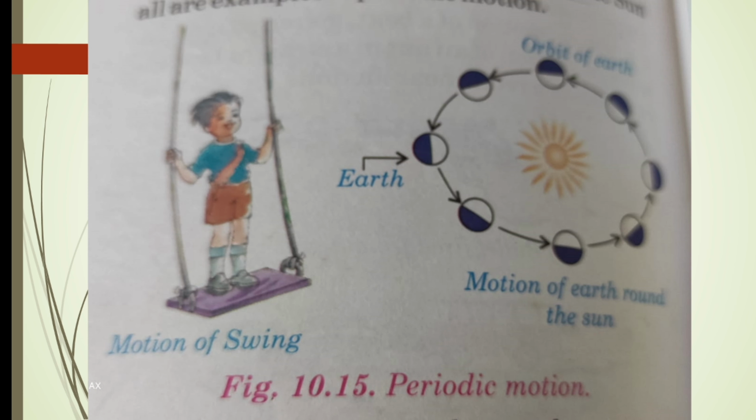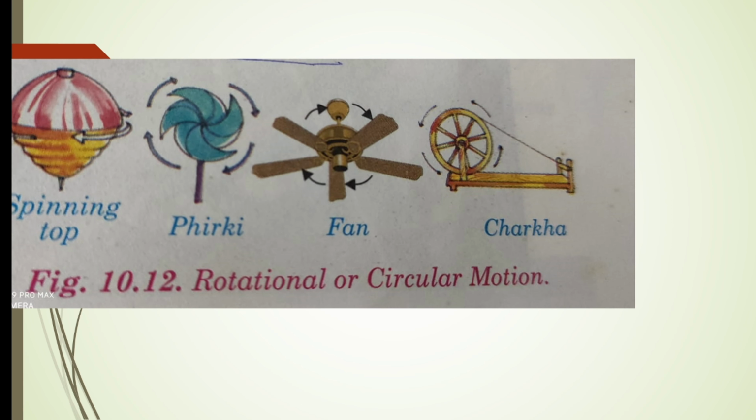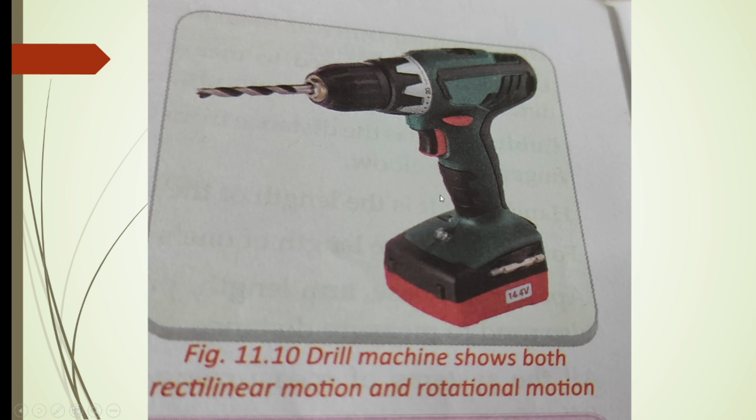Okay, then spinning of a top, this is called a rotation. It rotates on an axis. Pirki, this is another example of rotation on an axis. Fan, the middle portion is a rotational motion. Chakra is also rotatory motion. The outer frame, you can say circular motion. Inside it is rotational motion, or you can also call it circulatory motion.